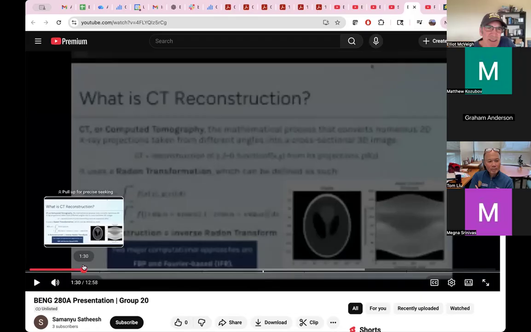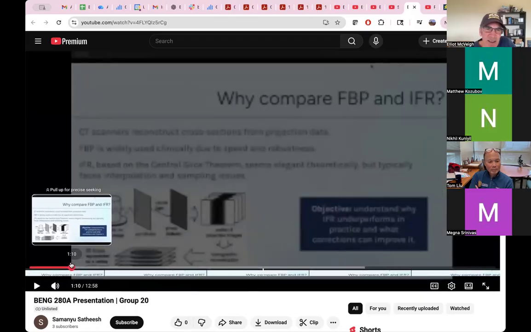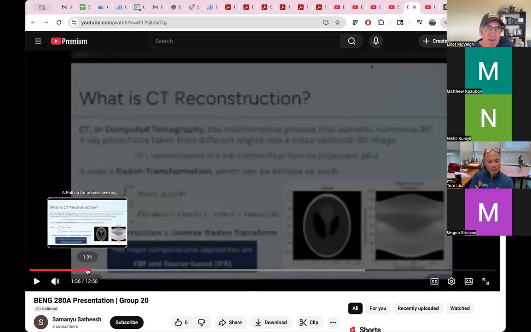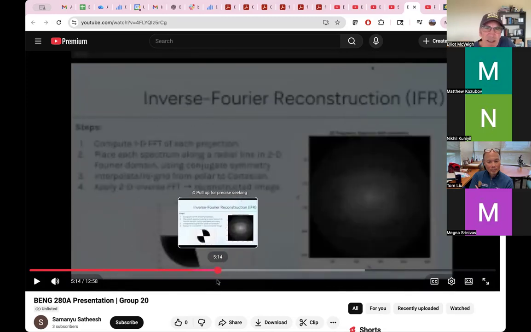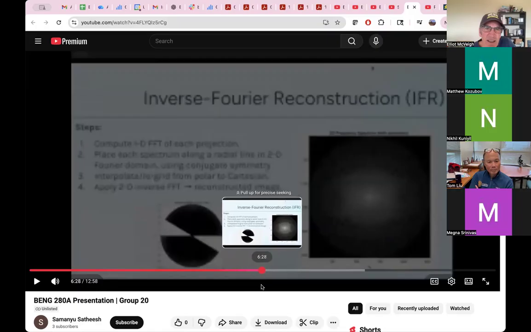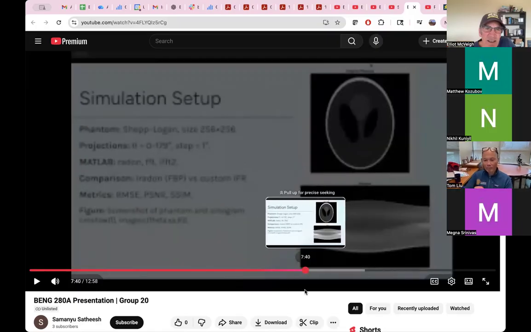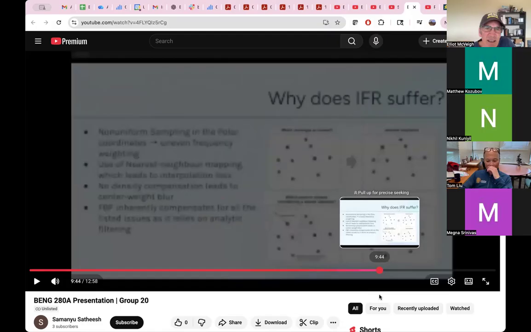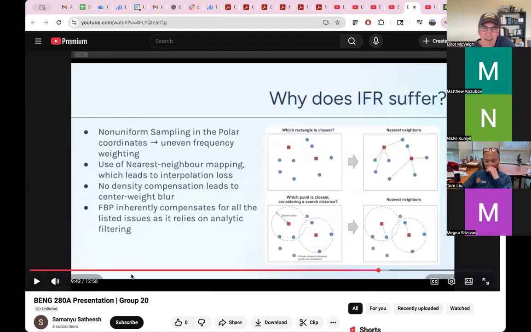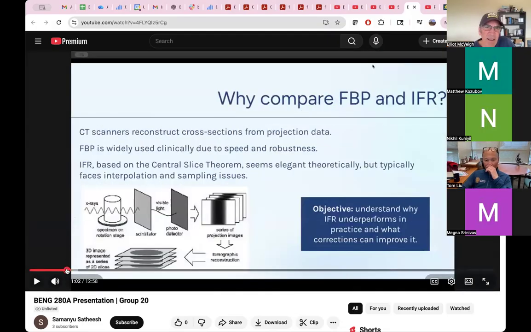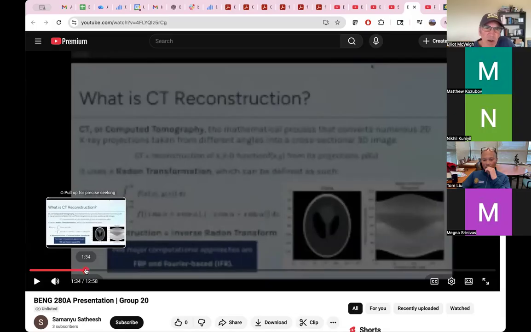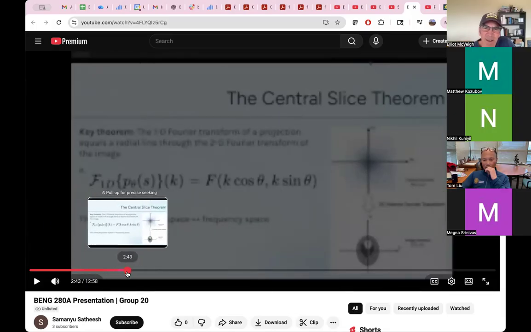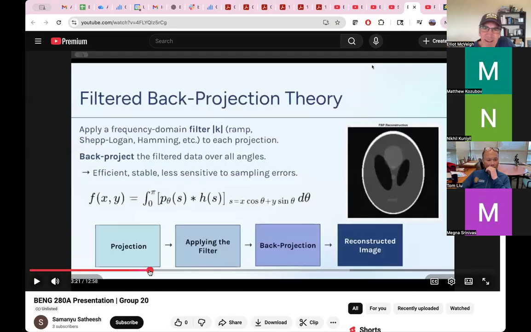Is that you guys? Is that somebody else? Yeah, that was us. That's you guys? What's that all about? So we originally tested both the IFR and the FBP on the Shepp-Logan phantom image. I wanted to see if I could try that on a real sinogram if possible. So I found a Stanford CT data set. Yeah, it was just publicly available CT scans.